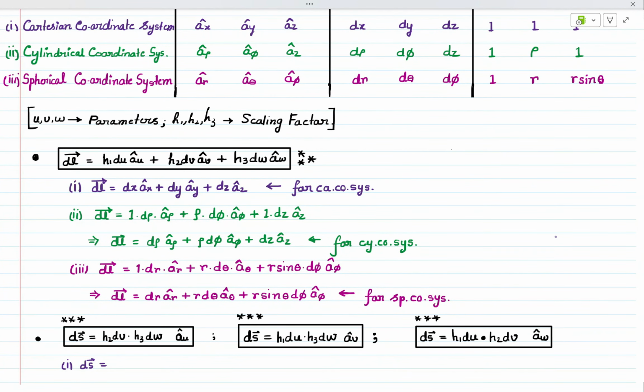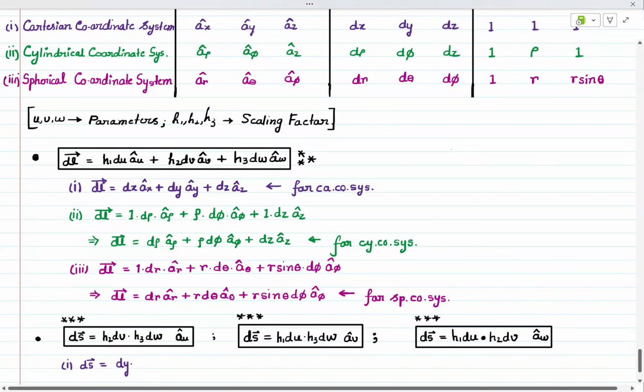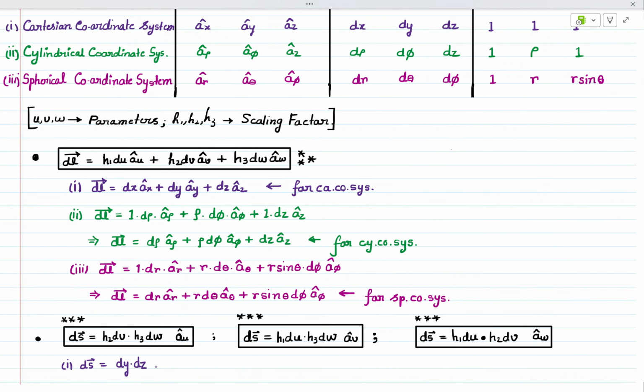Now see, in case of the Cartesian coordinate system, I am trying to write h2 dv into h3 dw. What is h2? h2 is nothing but 1 into dv. In the Cartesian coordinate system, dv is nothing but dy. So dy, and that is nothing but h3 into dw. h3 is 1 over here, and dw is what? dz, and in the direction of aU, which has been denoted in the Cartesian coordinate system as x.